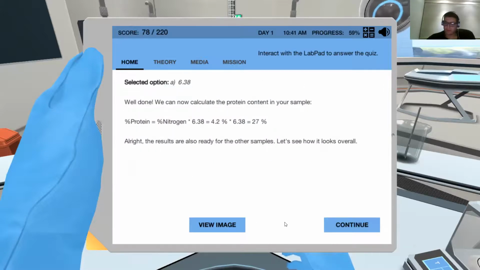Well done. We can now calculate the protein content in your sample. Percent protein equals percent nitrogen times 6.38 equals 4.2% times 6.38 equals 27%.